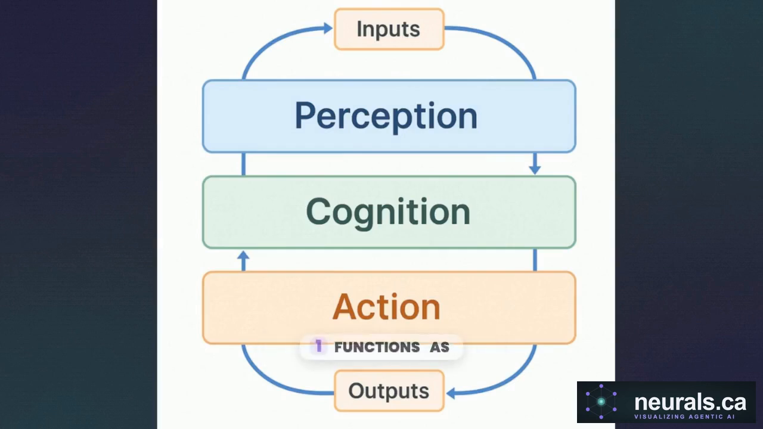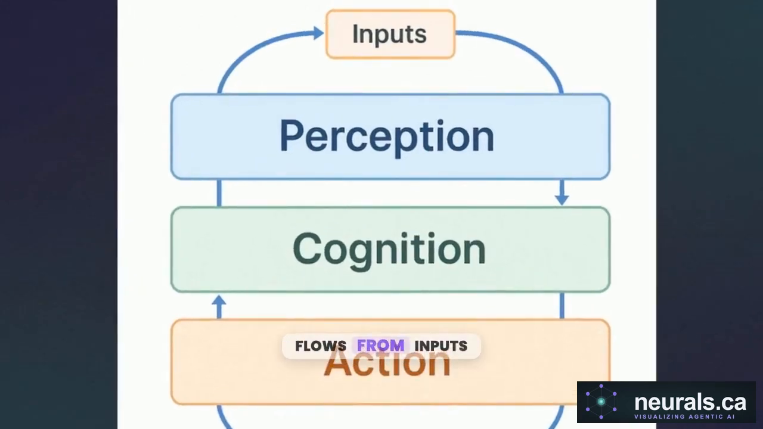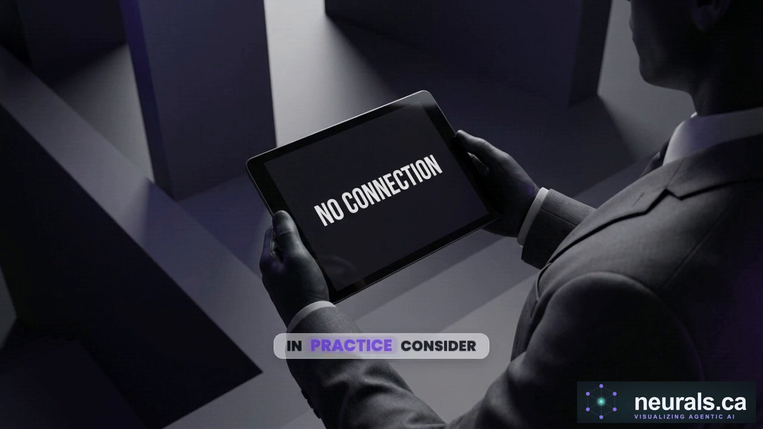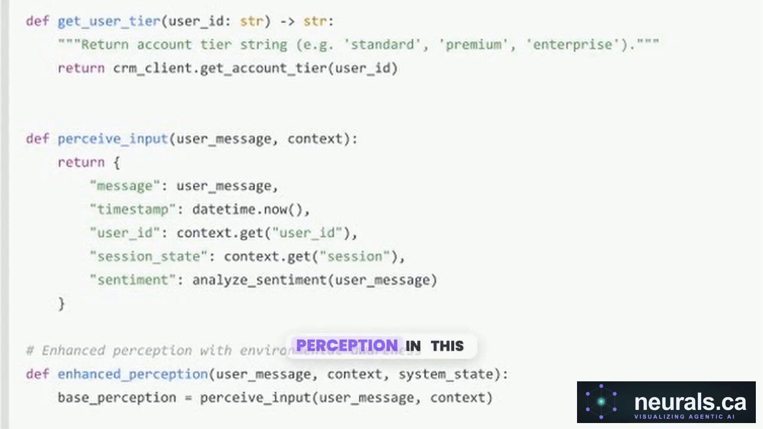The architecture of agent number 1 functions as a continuous cognitive loop. As this diagram shows, information flows from inputs through perception and cognition before resulting in an action. To see this in practice, consider a premium business client reporting a 2-day intermittent internet outage just 24 hours before a critical presentation. The process begins with perception.